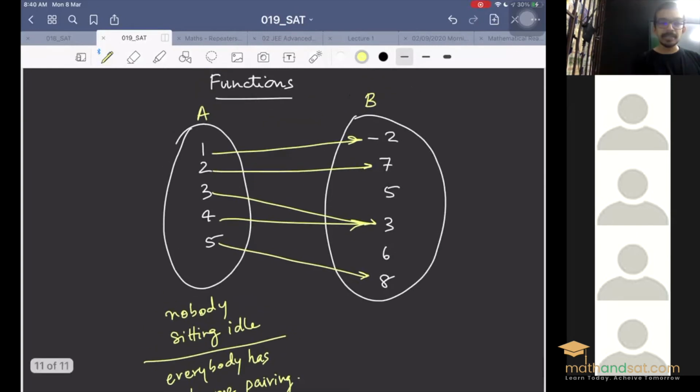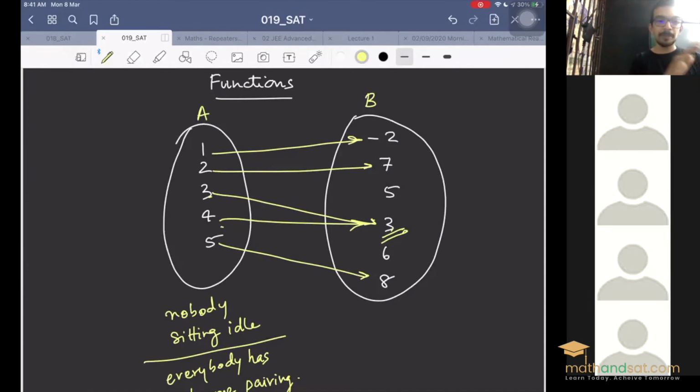So what about the second set B? In the second set B, there could be idle people. There could be people who did not get a pairing from set A. That is okay. And there are people like, say, 3. 3 has paired with 3 here, 4 has paired with 3 here. That is also fine. But for the elements in the first set, every element should be paired with something in the second set B. Also, every element in the first set A should have only one pairing here.